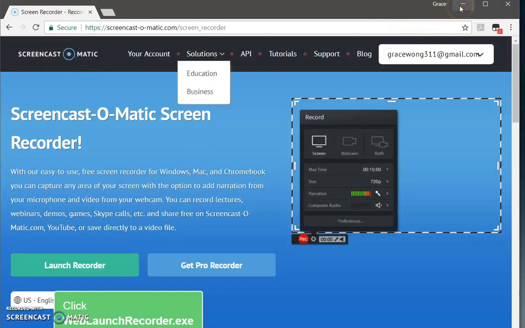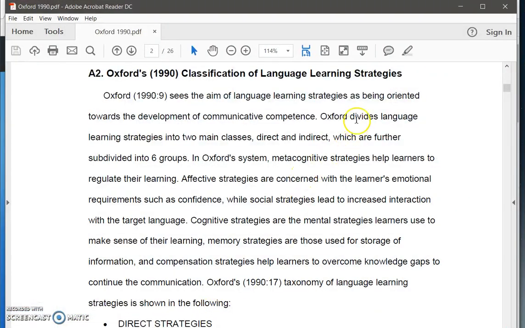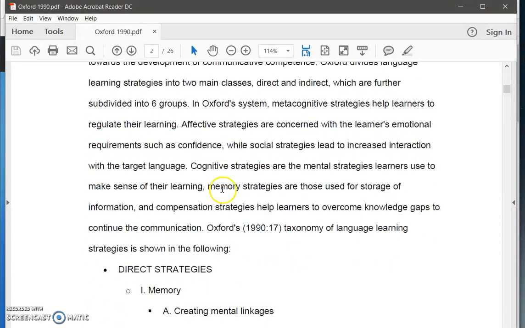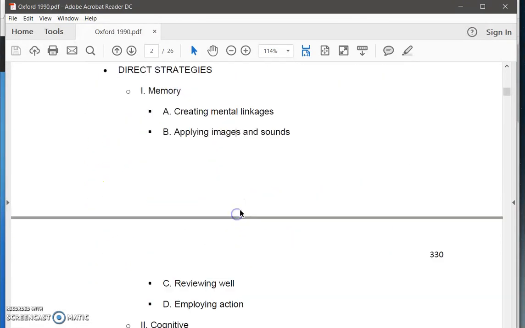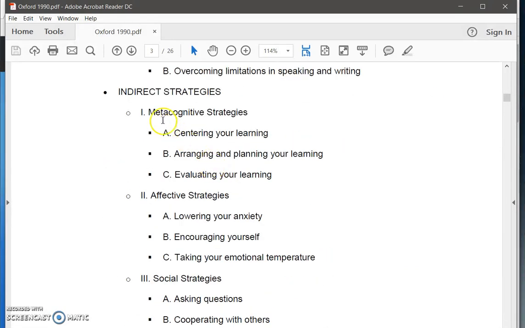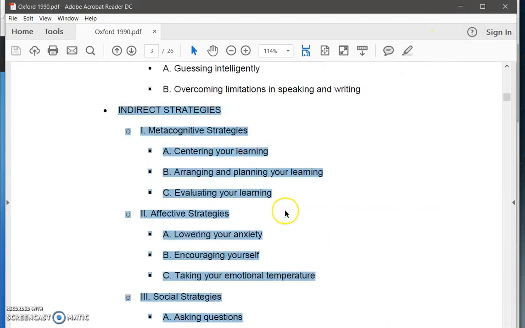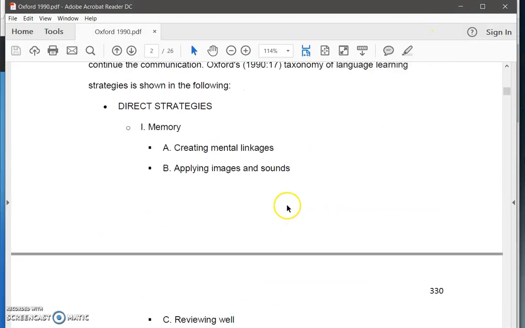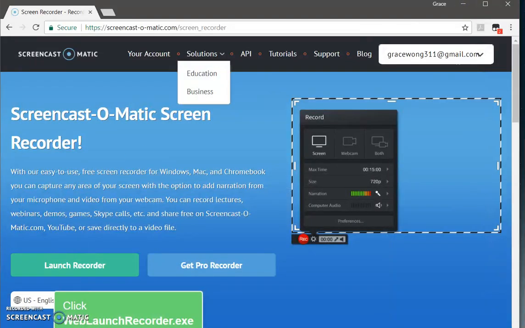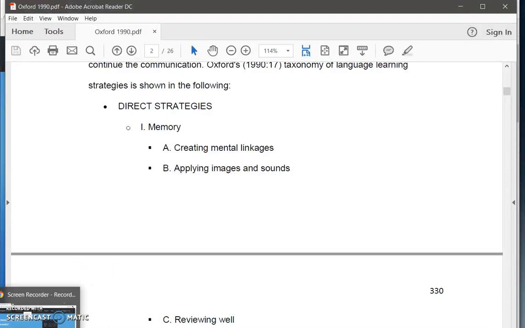So without further ado, let me proceed and explain how I memorize Oxford's classification of language learning strategies. So in this PDF file, as you can see, it is very wordy. Although there are numbers and bullet points, I still find it hard to digest all this information. Therefore, my technique is that I will transfer all this information into a mind map.